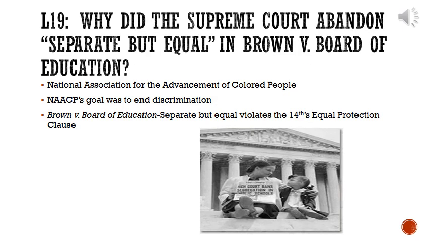Okay, so why did the Supreme Court abandon separate but equal in Brown versus Board of Education? So the NAACP's goal is to end discrimination, but there's going to be a court case in 1954 called Brown versus Board of Education of Topeka, Kansas. And the court is going to find that separate but equal violates the 14th Amendment's Equal Protection Clause.